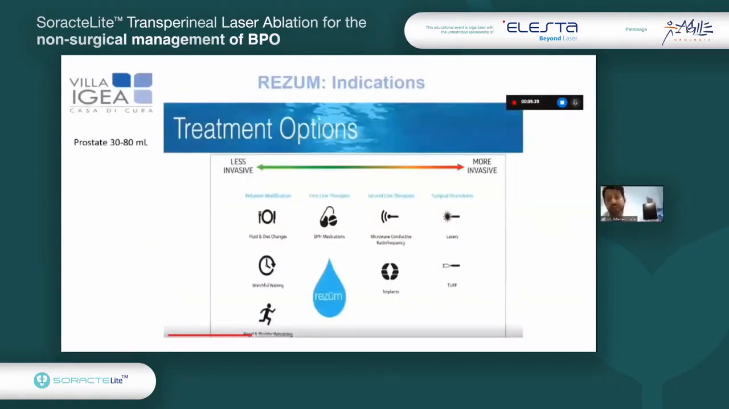So the indication, as we heard before in the presentation of Dottoressa Secco, is that Rezum is something in between a classical surgical procedure, like HOLEP or TURP, and medication. Patients who want to preserve ejaculation but don't want the side effects of the medication, or want to get rid of the medication. We can treat prostates from 30 to 80, and that's how we should consider this kind of technique.